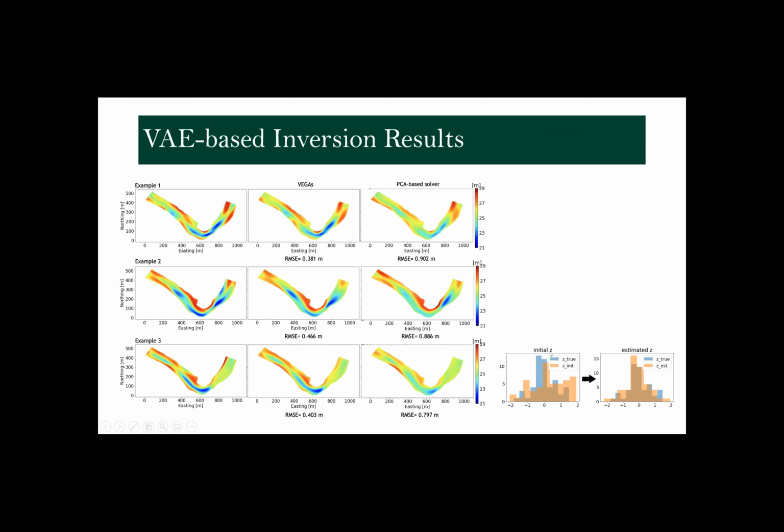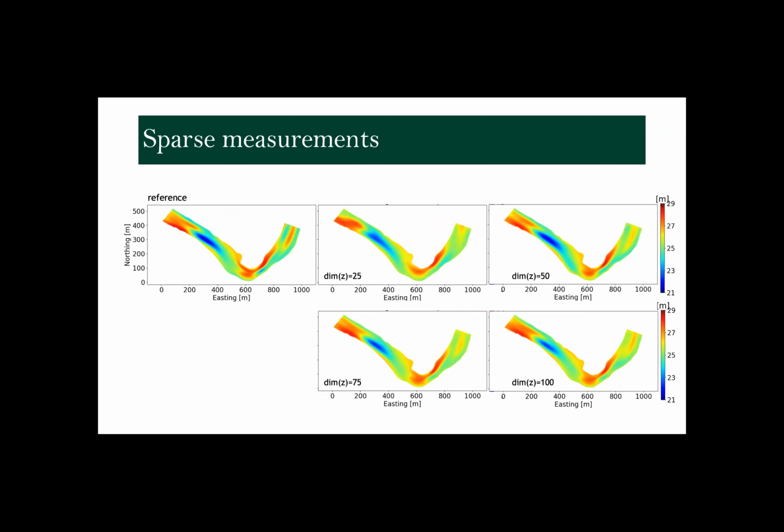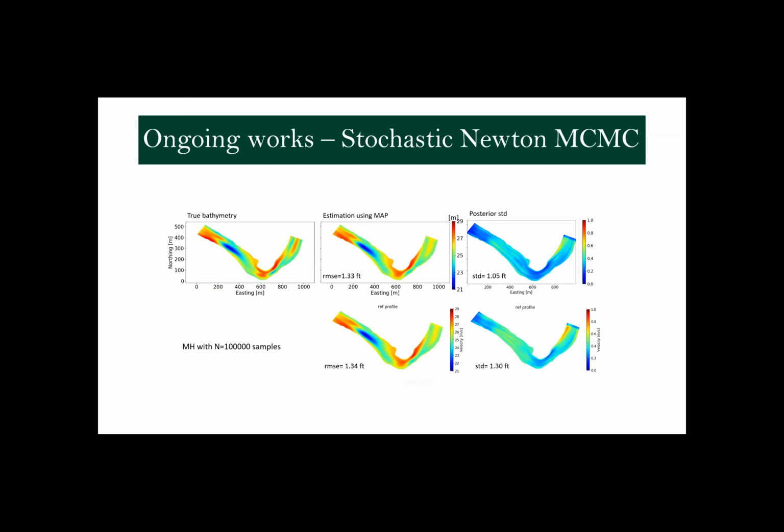And this plot is basically the initial random latent space variable, and then once you estimate it, the distribution of the latent space variable is close to the z value. Okay, we also tried sparse measurements, and because of the quite strong information from the prior, we still get quite good results.